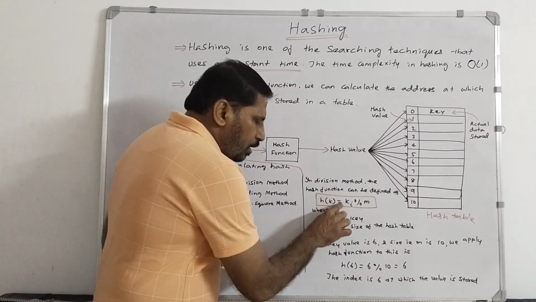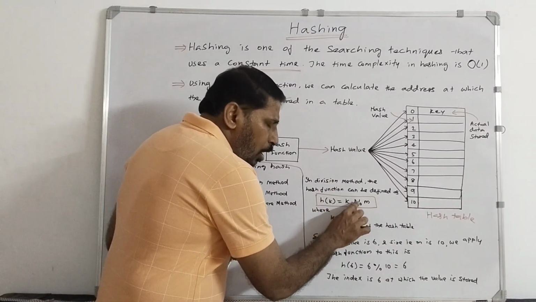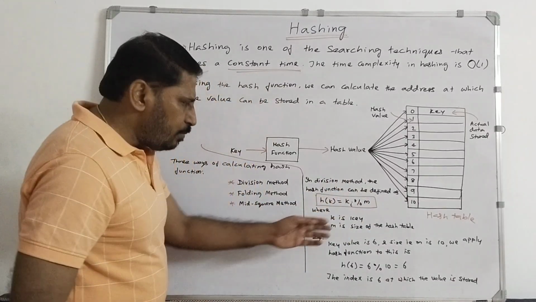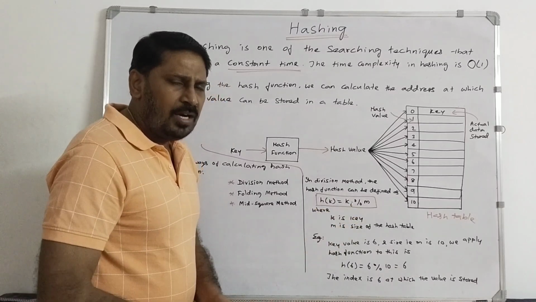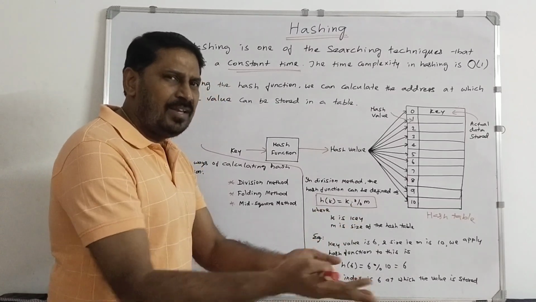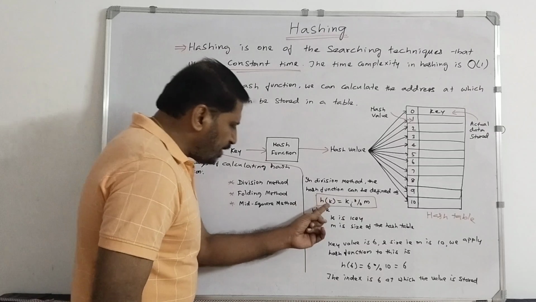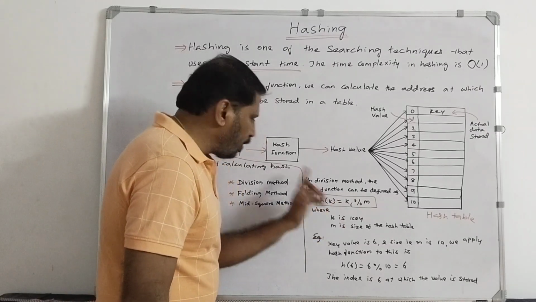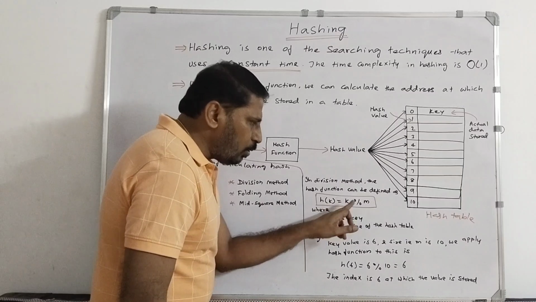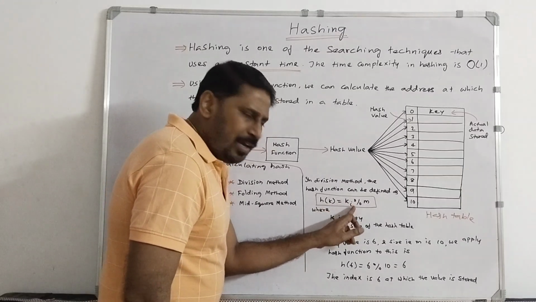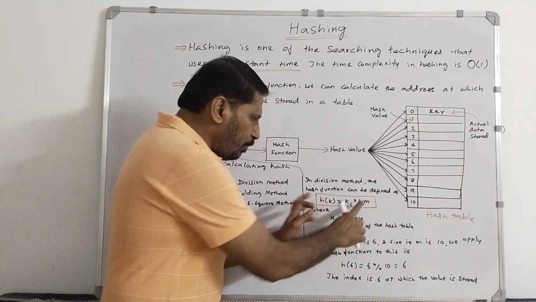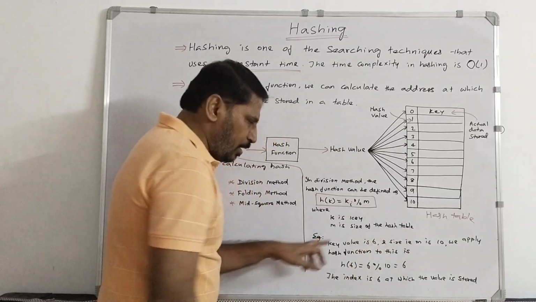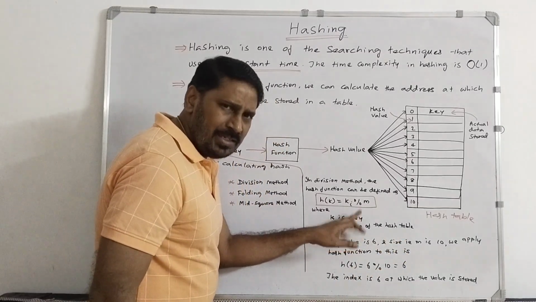H of k equals k modulo m. What is modulo m? We already know the modulo operator gives the remainder. H of k is the hash function of that particular key, and it is equal to the key value modulo m. M is nothing but the size of the hash table, and k is the key.